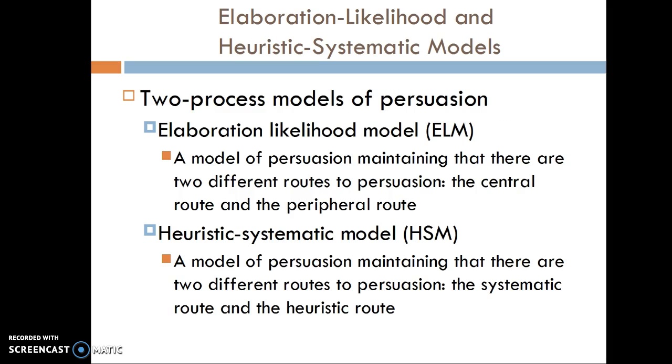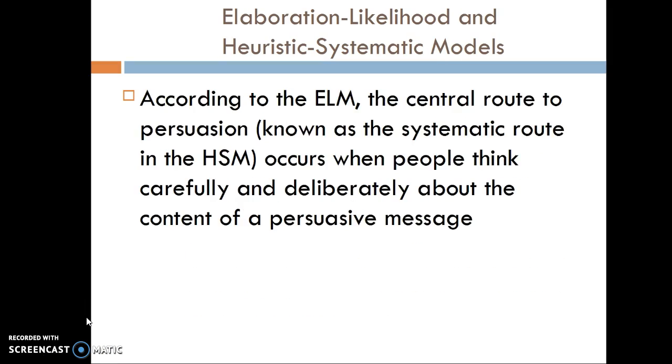The first theory we'll look at is called the Elaboration Likelihood Model, or ELM. And this model classifies the two routes of persuasion as the central route and the peripheral route. So we'll look at more definition on that in a minute. The second theory we'll be looking at is the HSM theory, or the heuristic semantic model. And this model divides the different routes of persuasion into the systematic and the heuristic routes. And we'll talk about each of those.